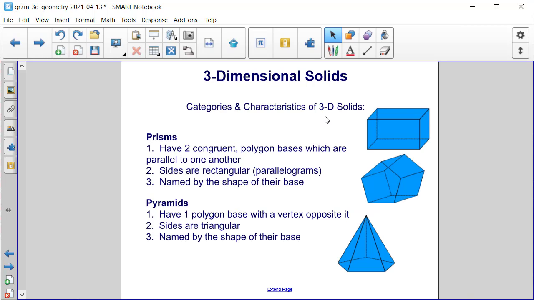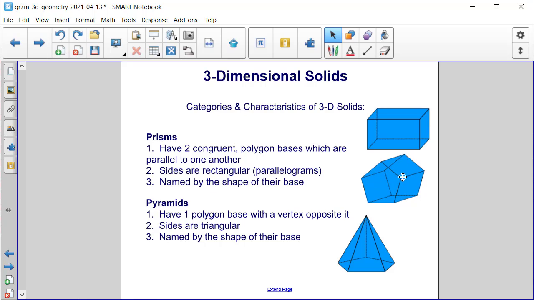We have different categories and characteristics of three-dimensional solids. The first two are known as prisms and pyramids. Prisms have 2 congruent polygon bases which are parallel to one another. So the top and bottom of this rectangular prism could be the bases. And then the other sides going around to connect the bases are all rectangles. And in this case, they are too. Now this one is a pentagonal prism.